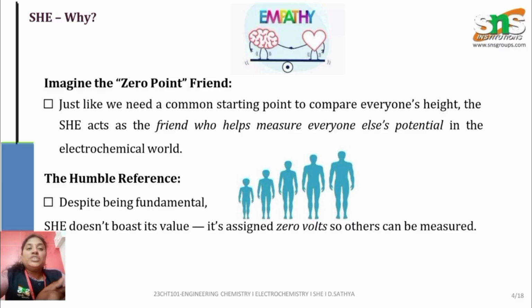Just like we need a common starting point to compare everyone's height, the SHE also acts as a friend who helps to measure everyone's potential in the electrochemical world. For example, SHE is a reference electrode. By comparing the electrode with other metal ions, we can decide what the electrode potential is, and which metal will be high and low, like that.